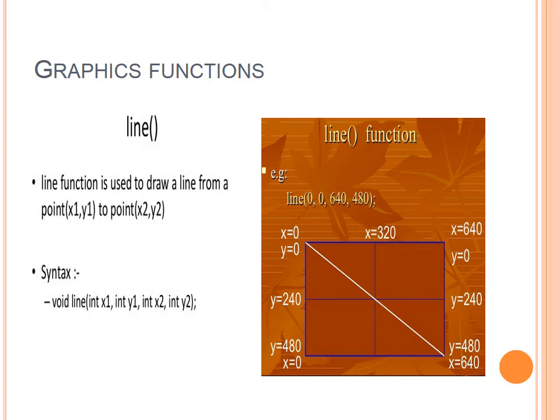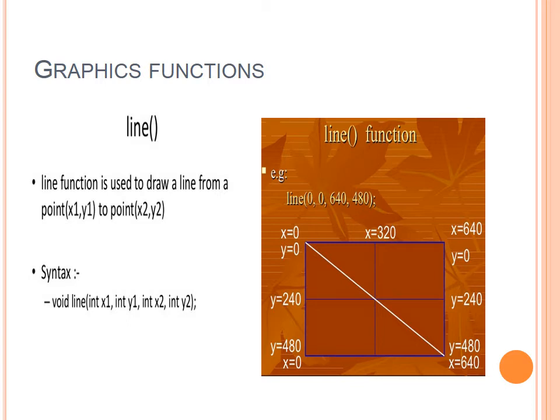Next one is the line function. The line function is used to draw a straight line from point 1 to point 2, that is, x coordinate and y coordinate. The first point is x1, y1, and the second point is x2 and y2. So the syntax is void line(int x1, int y1, int x2, int y2); give the semicolon.